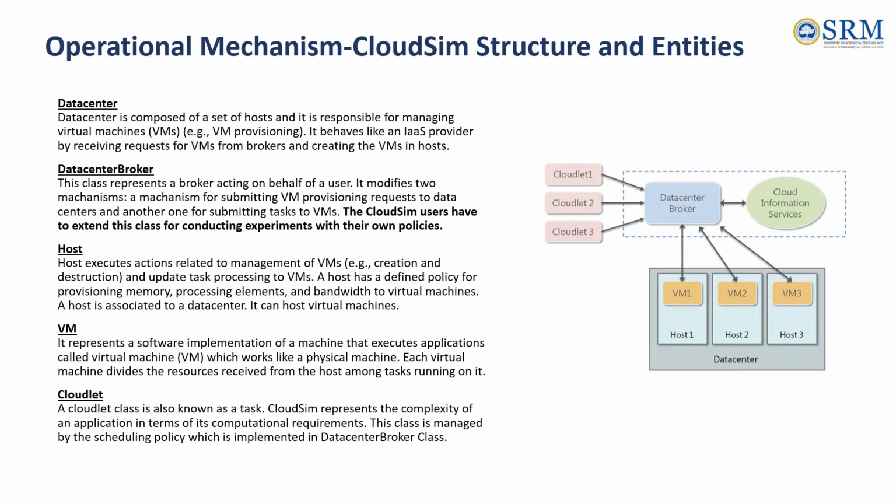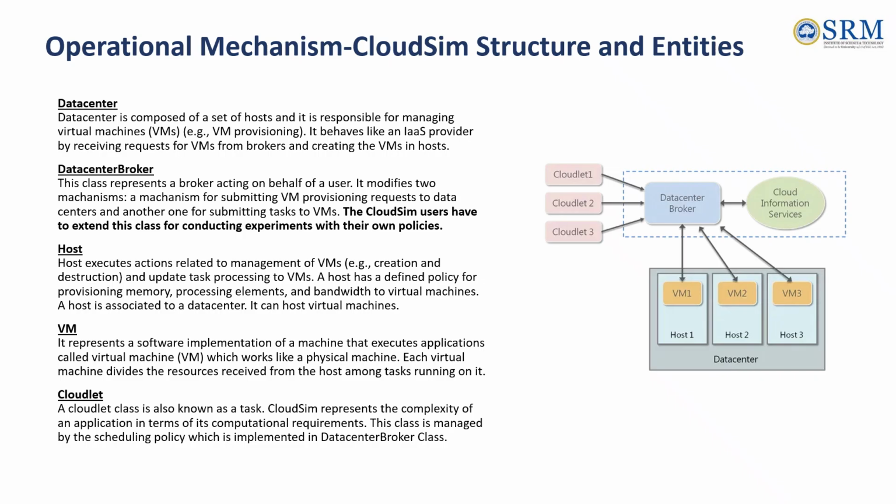Operational mechanism. This slide explains the important entities used in CloudSim and their functions. First is the data center. A data center contains multiple hosts and behaves like a cloud service provider. It receives requests from brokers and creates virtual machines on hosts. Next is the data center broker. The broker acts on behalf of the user. It sends virtual machine creation requests to data centers and assigns cloudlets or tasks to suitable virtual machines.